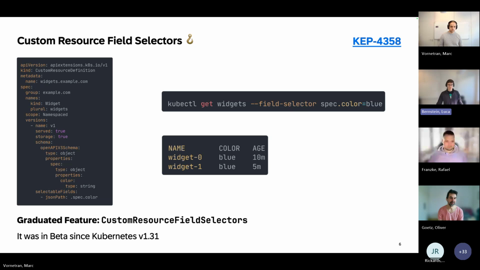Note that the example on the left-hand side is stripped down, and for the color to be shown on the right-hand side, the additional printer columns would need to be defined. That just as a side note.